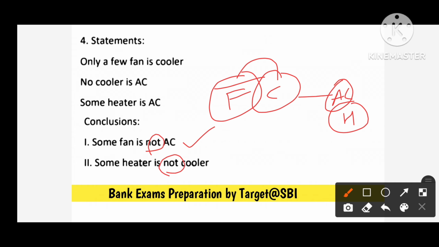Next, here also we see not, so we check whether all heater can be cooler or not. Can we place all heater inside cooler? It is also not possible. All case not possible means no case will be fail. No case will be true.